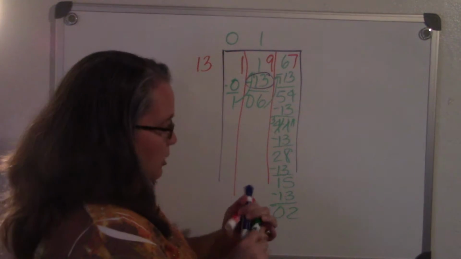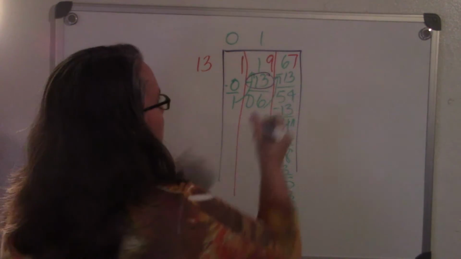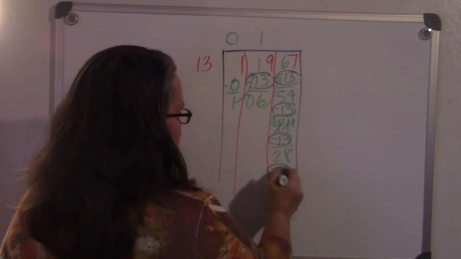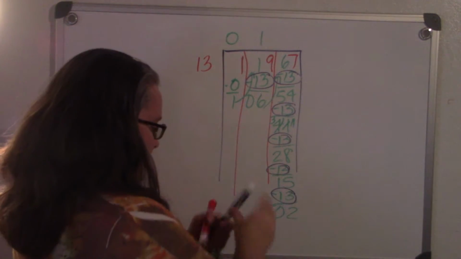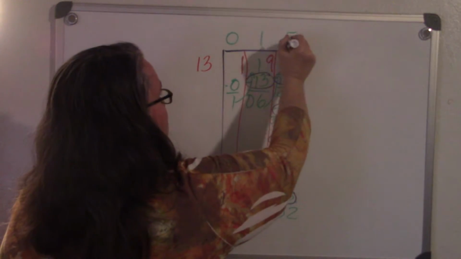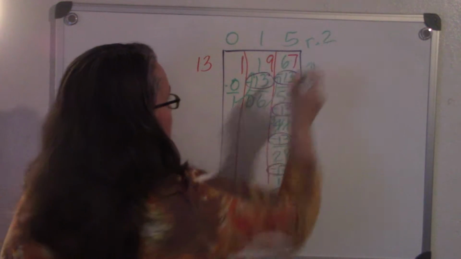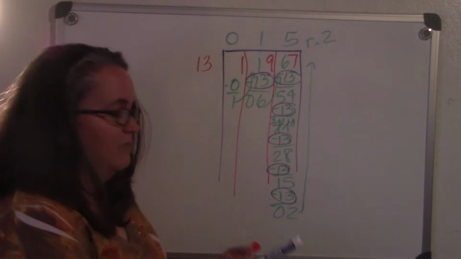So now I'm going to go in and count my 13s. Make sure it's with my subtraction sign. 1, 2, 3, 4, 5. I have 5 of them. So I put 5 there, and my 2 comes up and it becomes my remainder. This is the box form when you have a remainder.